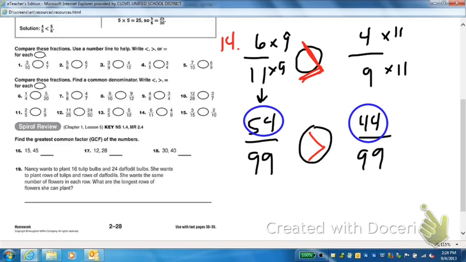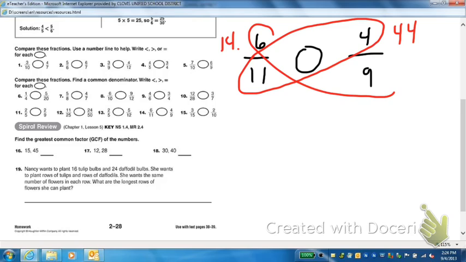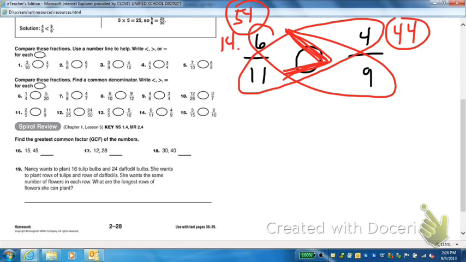And again, you also could have got this one. 11 times 4 is 44, and 9 times 6 is 54. So again, 54 is bigger than 44, so 6/11 is greater than 4/9.